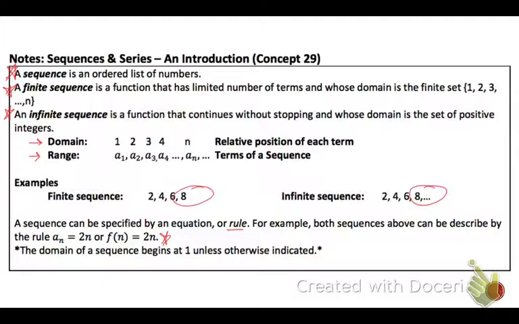Now a sequence can be expressed by an equation or a rule. For both of the examples that we just looked at, the rule could be given that a sub n, that means any term in the sequence, can be found by taking 2 times n, or 2 times the position number. See, the third number, 3 times 2 is 6. We can also write that in function notation. So f of n, any term in the sequence, would be 2 times the position number. Just know that the domain will start at 1 unless otherwise indicated.